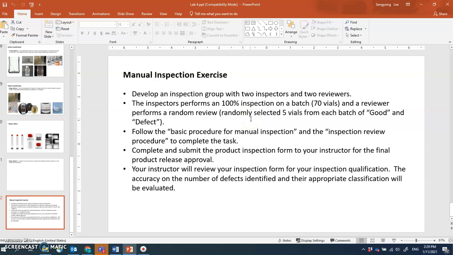When you do that, follow the inspection process. We have two light booths in the lab, so inspection will take place inside the light booth. The whole 100% batch will be inspected, and all the defects will be identified, following the basic procedure for manual inspection that I've gone through. Complete and submit the product inspection form. Once the cross-examination is done, we'll see which group did the more thorough inspection. So that's it. Thank you.